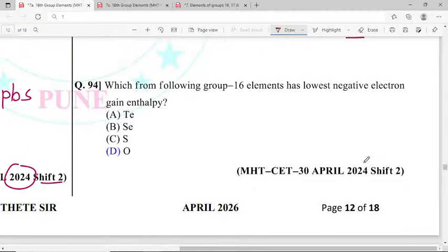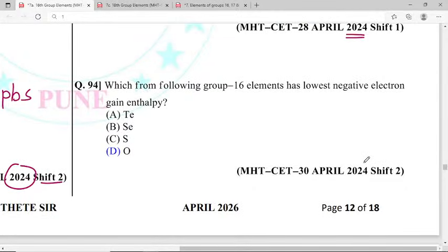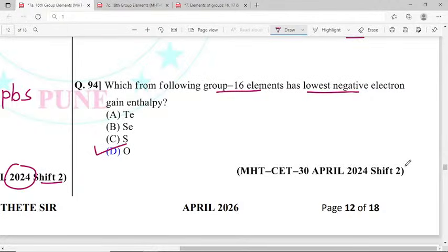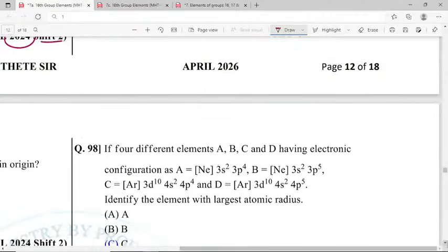Next question: which of the following group 16 elements has the lowest negative electron gain enthalpy? Please answer the question. Oxygen. Oxygen has the lowest negative electron gain enthalpy. Next question.